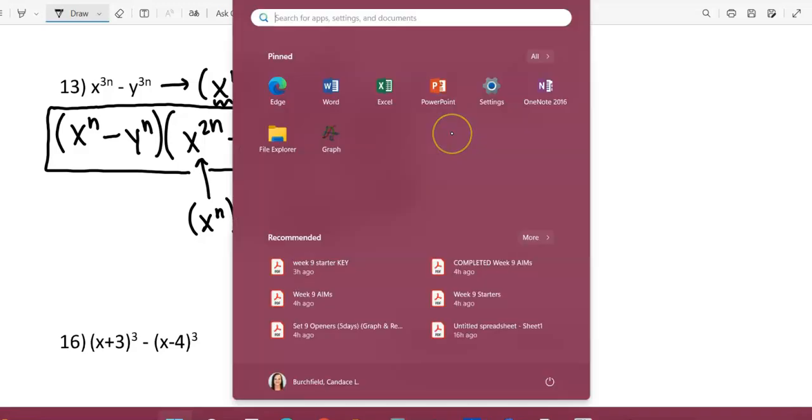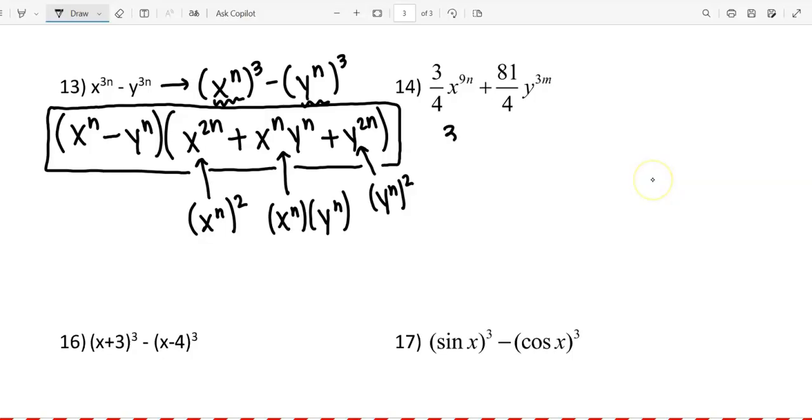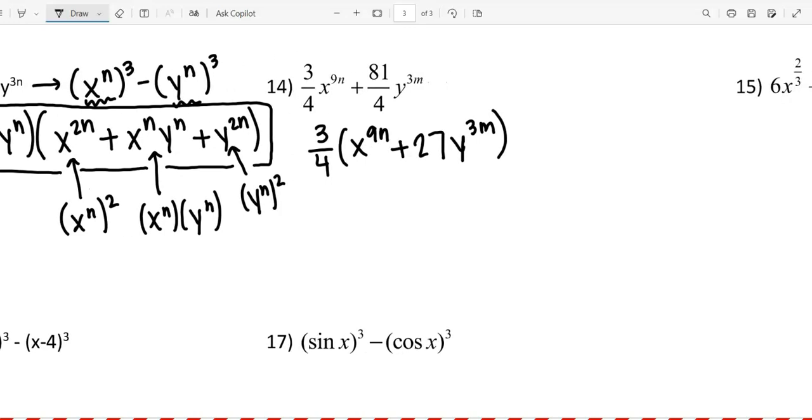So we actually need to take a 3/4 here. And I can't take any variables. So 3/4 times x to the 9n is going to give me 3/4 x to the 9n. Plus 3 times what gives you 81? 27, good. And we have the 4th on the outside, and then we have y to the 3m.